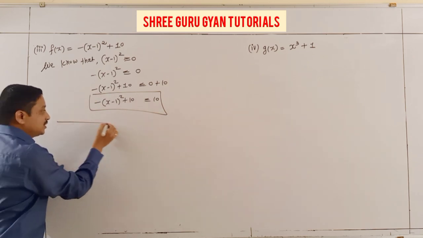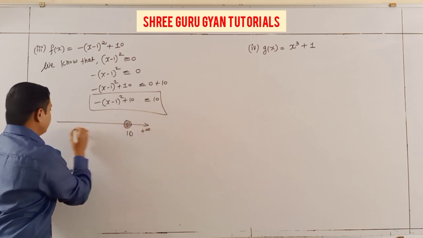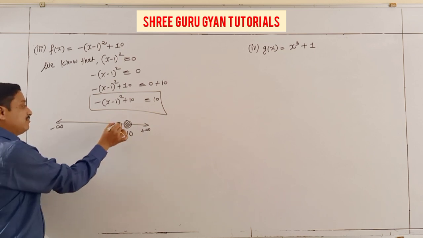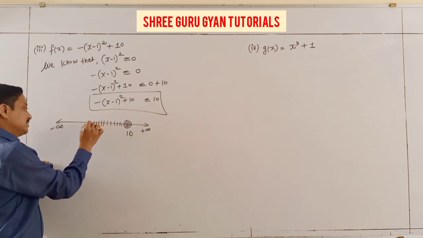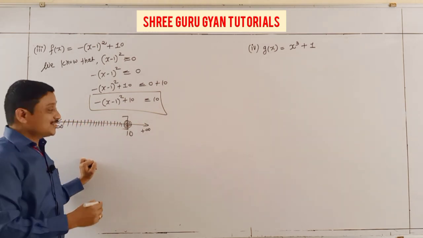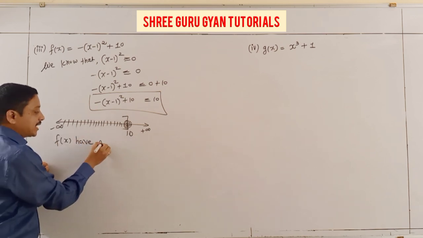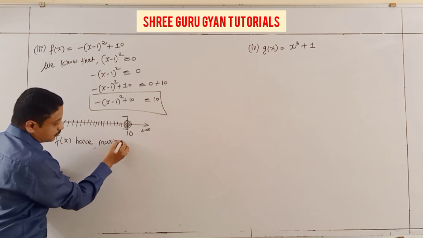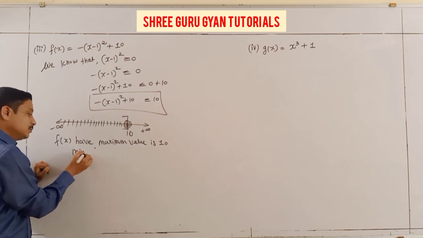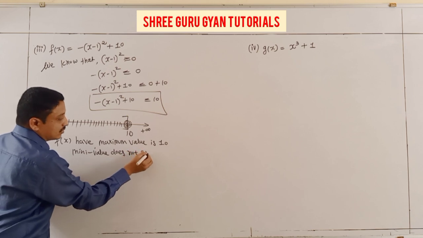It means students, your drawing is at 10, and which side is it going? Yes, less than or equal to. It is below the 10. Here students, the maximum value comes from 10, but the minimum value we cannot say. So f(x) has maximum value 10. Minimum value does not exist. That's what I say.